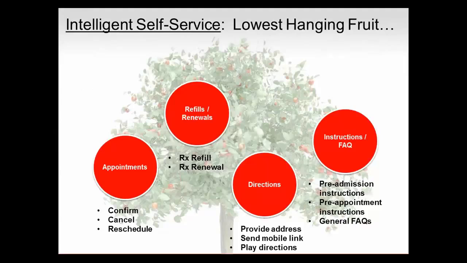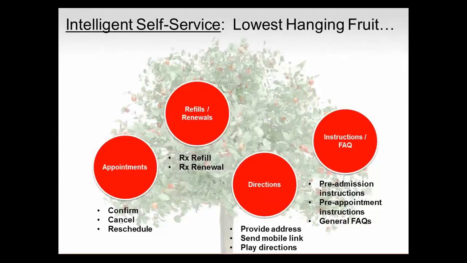There's some scenarios where cancellation might require a transfer. Absolutely can build that logic into your self-service environment. So certain appointments, no problem, can cancel. Other appointments you want to hand off to an agent because you want to try to get them rescheduled immediately, given their risk, their disease state, whatever it happens to be.